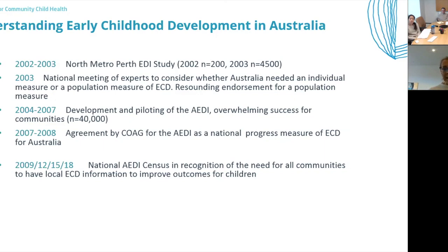But probably that last dot point is the amazing success story for the EDI in Australia, where we have just completed our 4th census. So over 1 million children now in Australia have had the EDI completed about them. And we now have ongoing commitment for every 3 years.